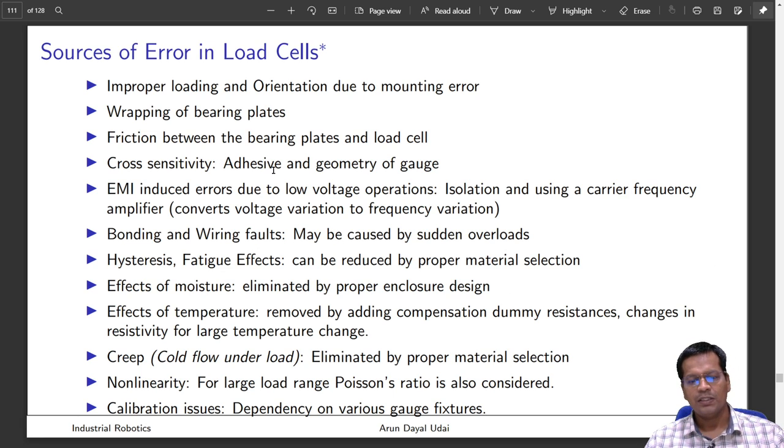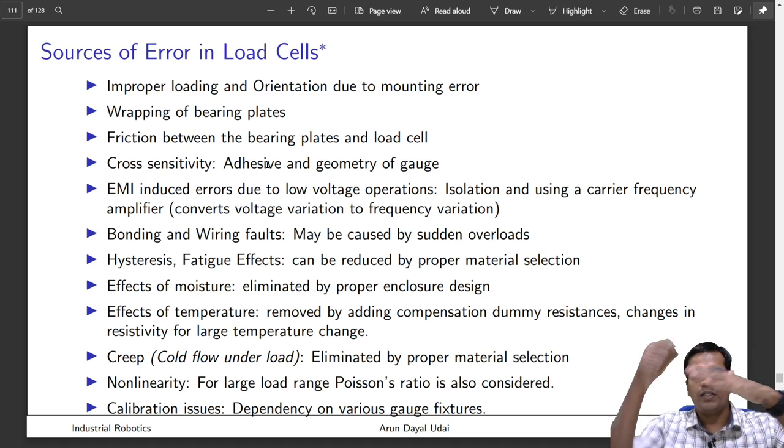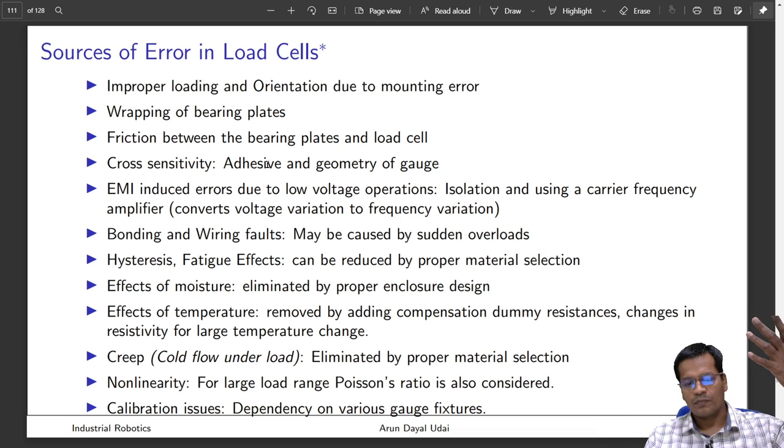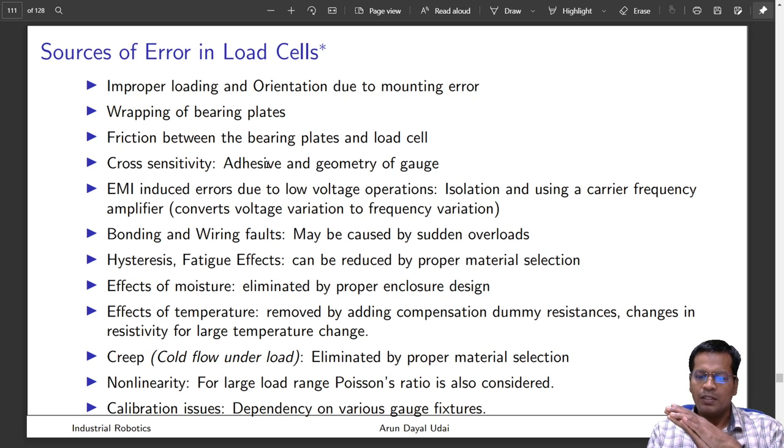Cross sensitivity, because of adhesive and geometry of the gauge, that cross sensitivity effect of one gauge on the other can be seen also. Okay, so design and placement of the gauges should be planned in such a way that it should not happen. So you need not worry so much with the available different types of load cells, but you should understand this can happen, so that if at all it happens to you, you can immediately rectify that error.